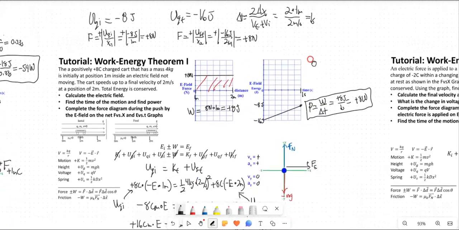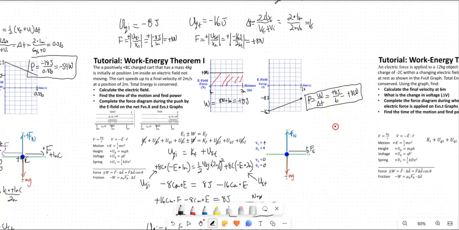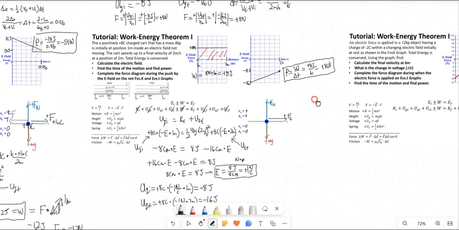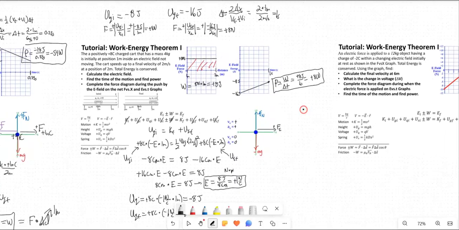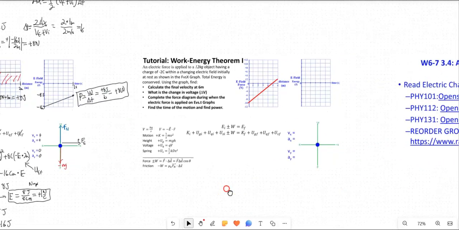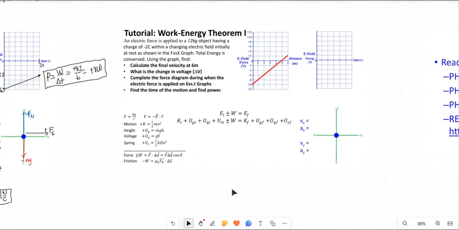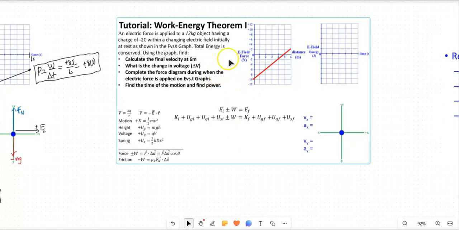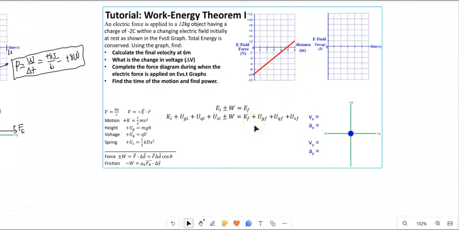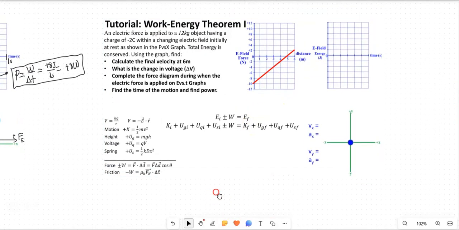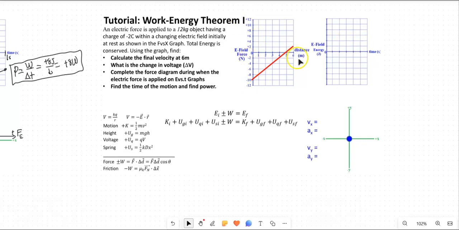I'll zoom in to this. So this is the second problem in the tutorial explanation. The final part to this is this. So at one point, I'm going to give you an electric field versus displacement, or versus distance, okay? An electric force versus distance. And I'm going to describe some things.